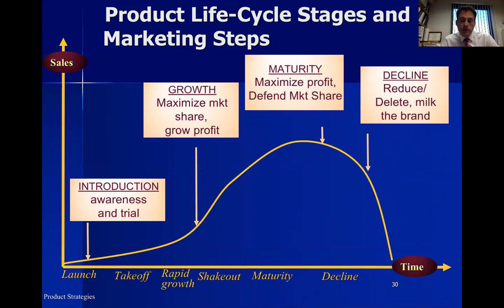Then in the maturity stage, as you have more competitors, you will maximize the profit and defend your market share. So at this time, you will be selling many more products. Therefore, you will have a greater profit in terms of the sales and the amount of sales, but not so much in terms of the profit margin for the product.